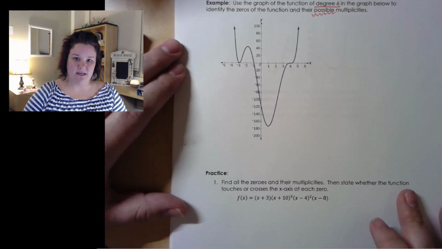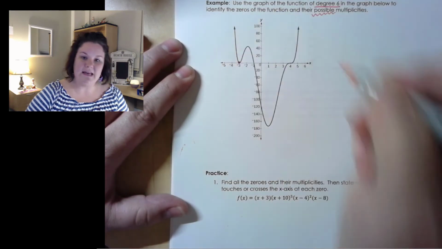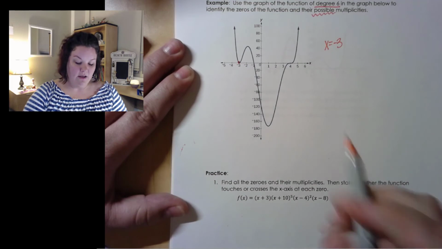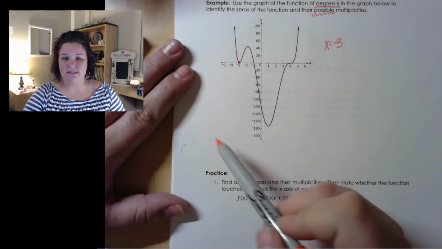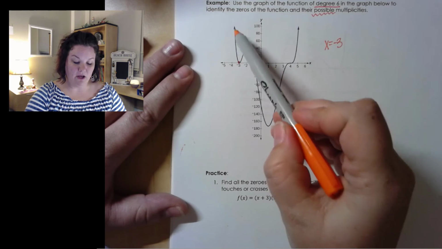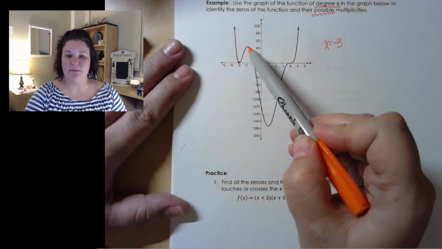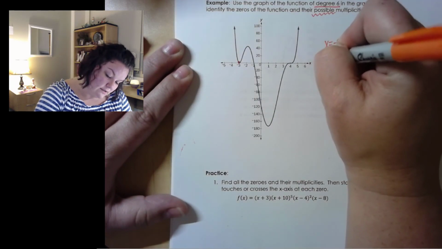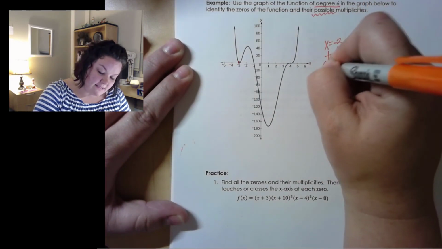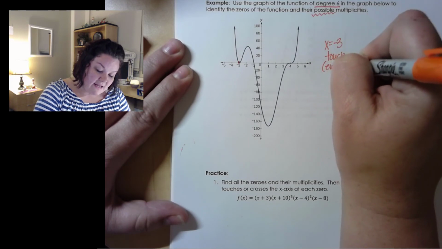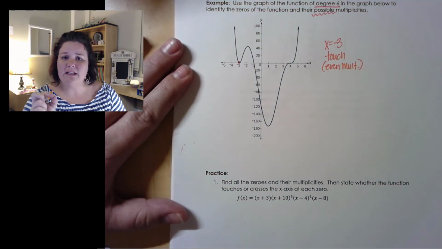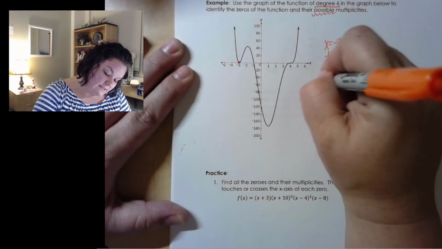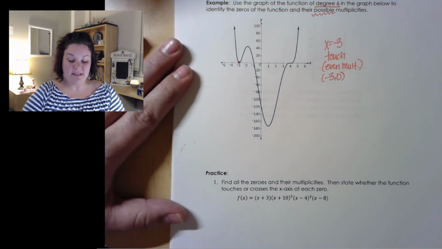When I look for x-intercepts, I can see I have an x-intercept right here at -3. So I'm just going to write out x equals -3. Now, does the graph touch or cross at -3? Well, I can see it's up here positive, and it comes down at -3, and then it stays positive, bounces back up, right? So it doesn't actually cross, so I'm going to say it touches. Okay, so what that tells me is that this one has to have an even multiplicity because it only touches, okay? And I'm going to write it as an x-intercept, which is (-3, 0). Okay, so that's my first one.